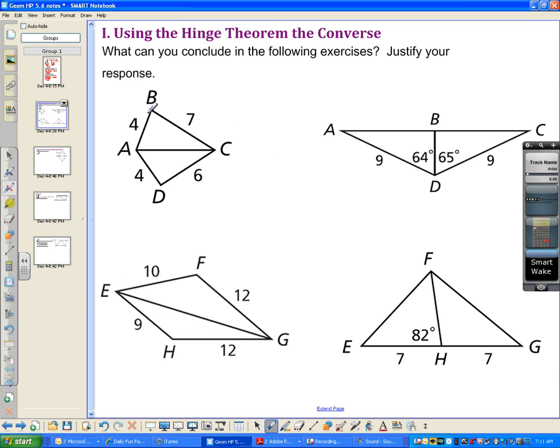Yay! Okay, so what does that look like? How can we use the hinge theorem and the converse? It says, what can you conclude in the following exercises to justify your response? So tell me, are you using the hinge theorem or the converse of the hinge theorem? So here I have two triangles. Again, it's important for both the hinge and the converse that you have two sets of congruent sides. If you don't have two sets of congruent sides, you cannot use the hinge theorem or the converse. So that's the first thing I want you to think about.